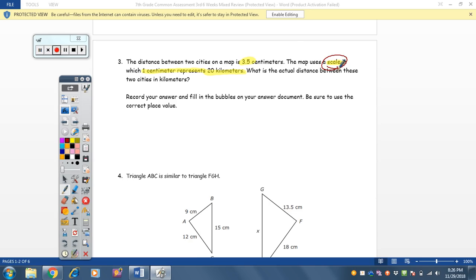When you see the word scale, you either use a proportion or you see the words scale factor. Did they give you the words scale factor? Both words together. They didn't. It's not in there. So you are going to have to set up a proportion.